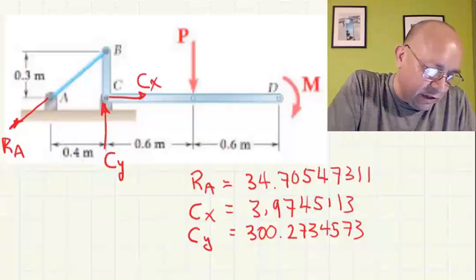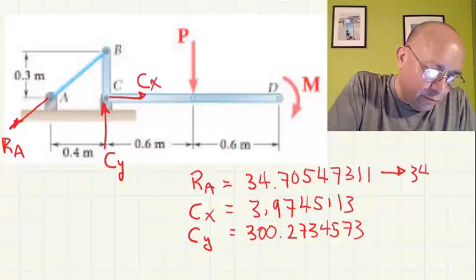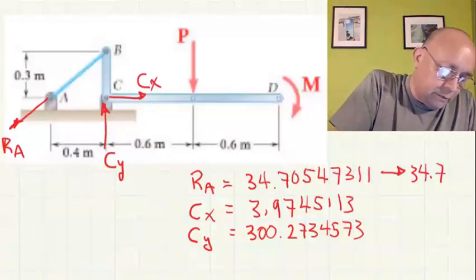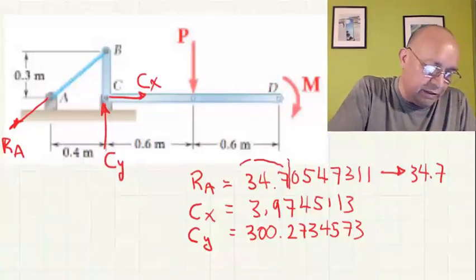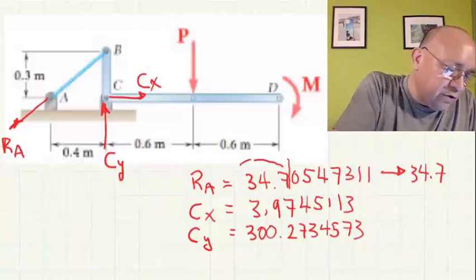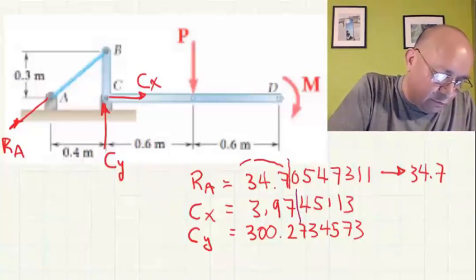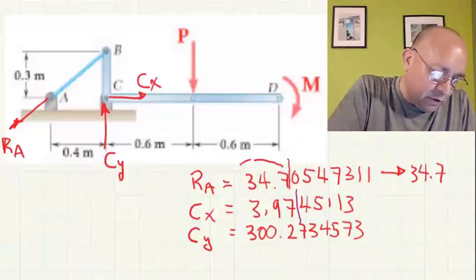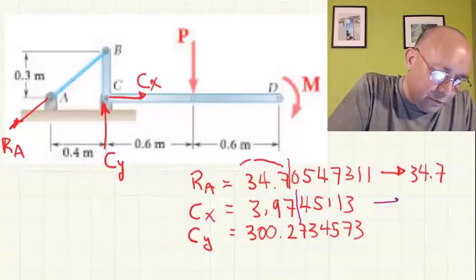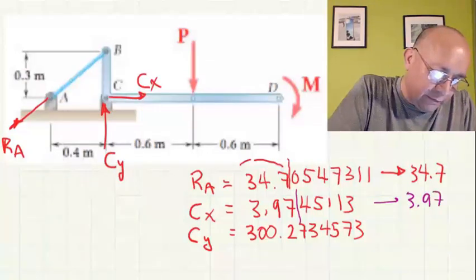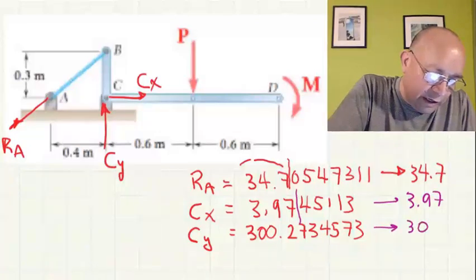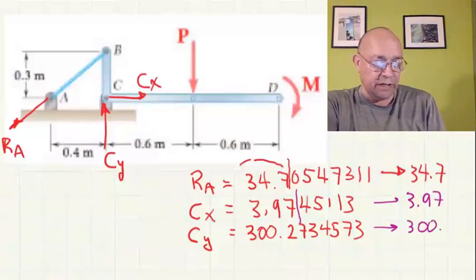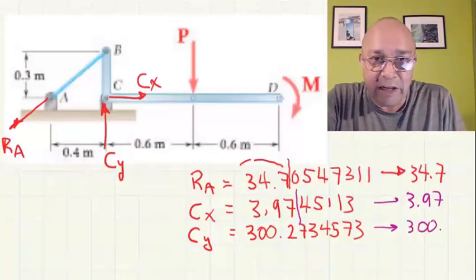Let's put the reaction A with three significant digits. So that will be 34.7, right? These three. To cut here, this 0 is less than 4, so the 7 remains. Now CX is 3.97, so you will cut here, so this will remain like 7. So this will be 3.97, and this 300.27 will become 300 with three significant digits. Now you have the three numbers with three significant digits.